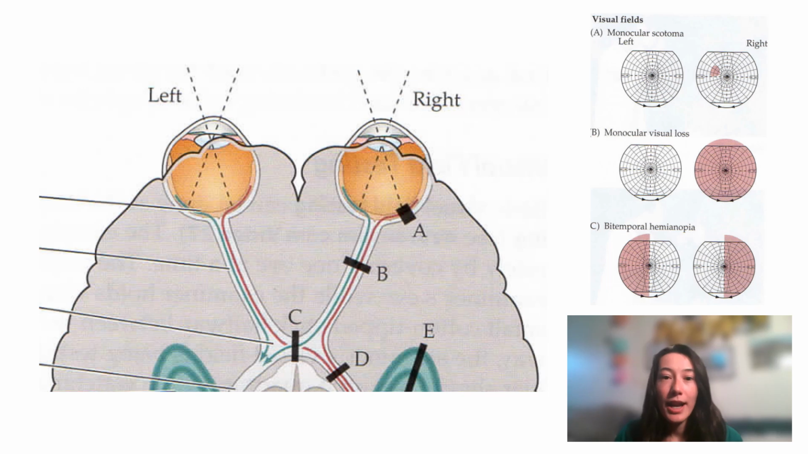Let's look at letter A first. It is suggested that there is a lesion on the retina, and in this case, it's the right side of the right eye.